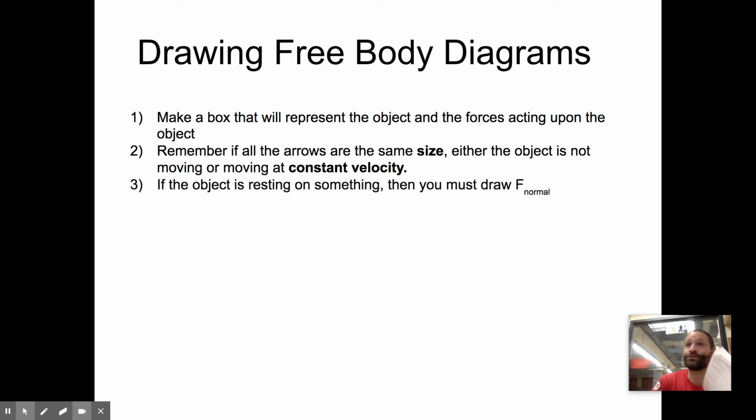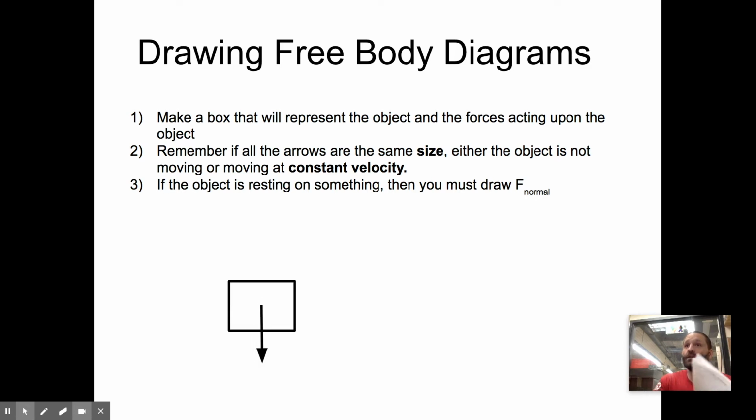So if the object is resting on something, you have to draw that support force, or F sub n, or the F normal. Or you can put F norm or F sub n. I don't care, right? As long as I can tell that there's an n there. That means that's the support force. That's what I call it, the support force. So first step, draw your box.